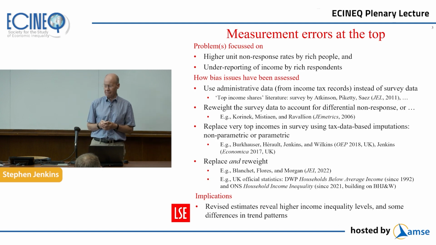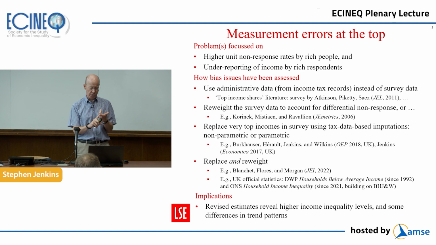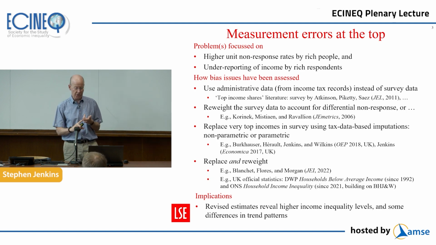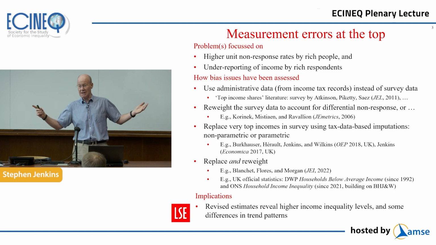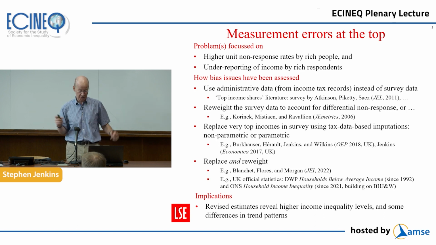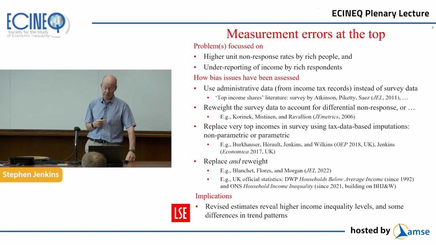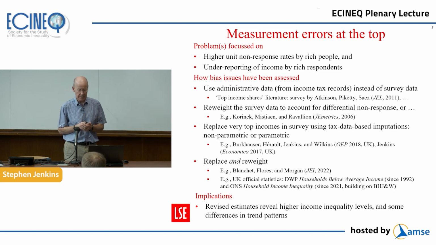So at the top, fairly obviously, two main sorts of problems are potentially there. One is that there are higher unit non-response rates by rich people. So basically, they don't want to participate in the survey. And even if they do participate in the survey, there's underreporting of income by them. So how do we know this and how do we sort this out? The main approach has been using administrative data from income tax records instead of the survey data. That's the most famous way at the moment, and clearly the top income shares literature out there associated with Atkinson, Piketty, and Saez is an important part of that.